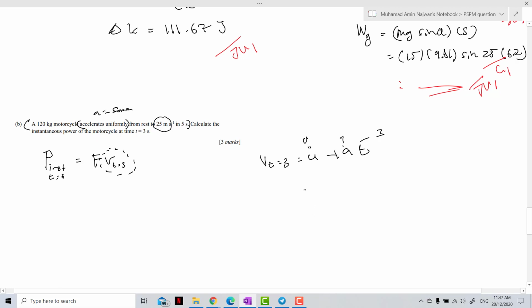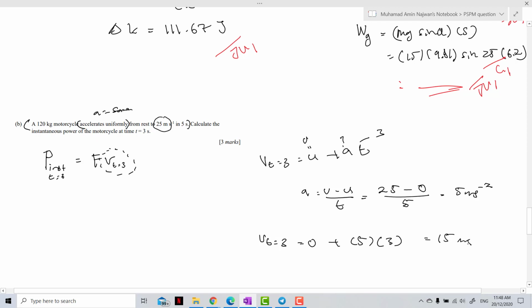So, acceleration a is (v minus u) over t. So v is 25 minus 0, per time which is 5 seconds. So it is actually 5 m/s². Okay, so we have v at t equals 3 is equal to 0 plus 5 times 3. So we get here 15 meters per second.